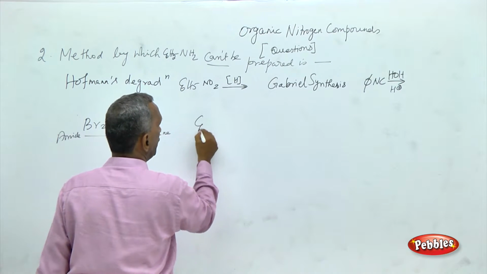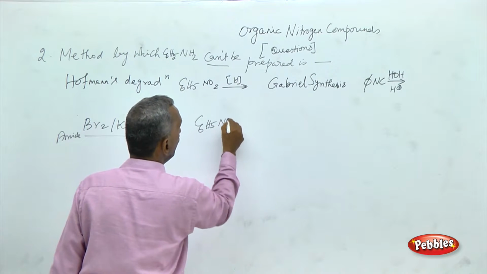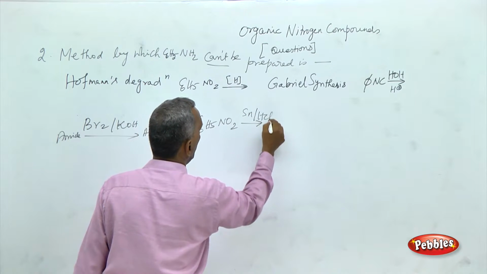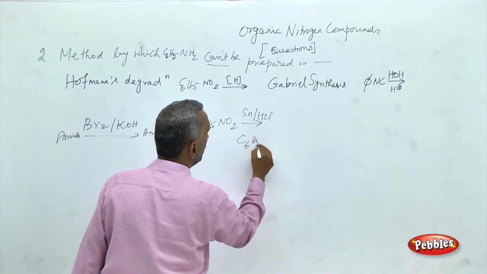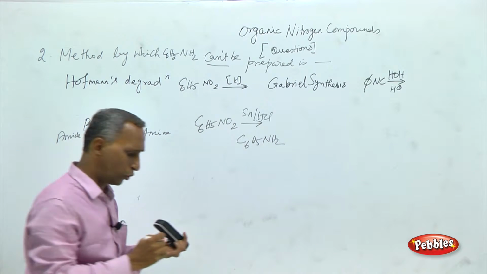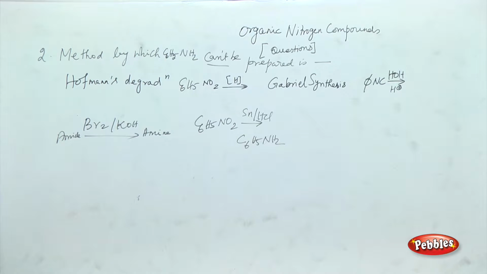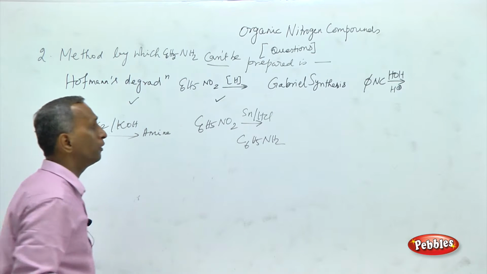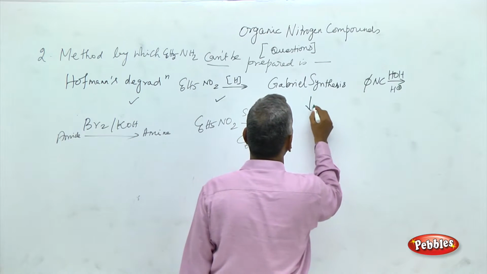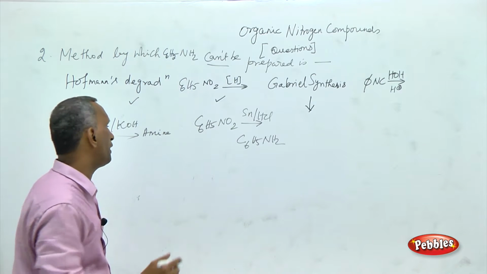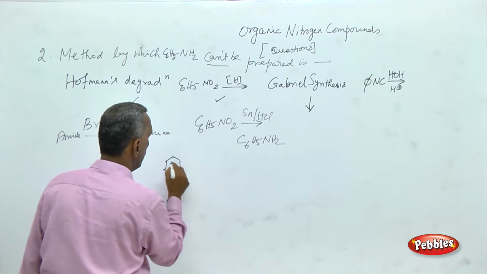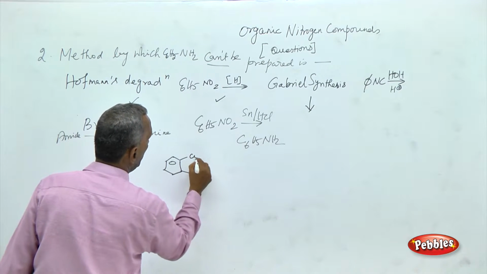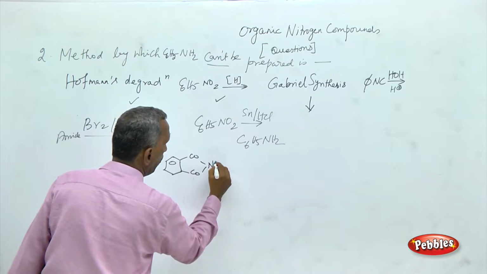Second method, by the reduction of nitrobenzene. It is also possible. Nitrobenzene, when reduced with tin and HCl, forms aminobenzene, C6H5NH2. So the second method is also possible. Third one, Gabriel synthesis. Gabriel synthesis involves phthalic anhydride reacting with KOH.